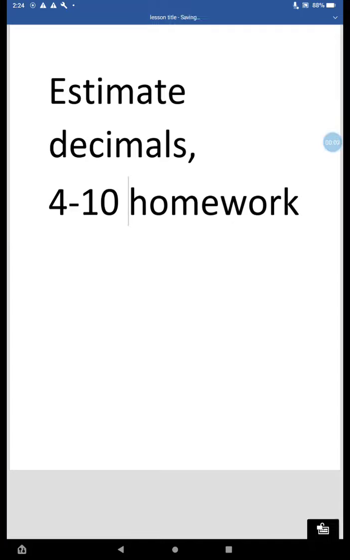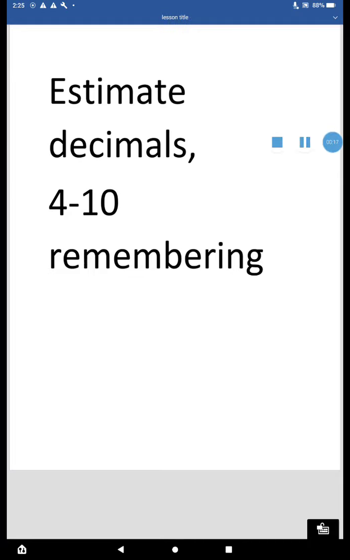All right, fifth grade. Today we're going to be working on estimating decimals. In your packet, pull out the paper that says 4.10, remembering. It says remembering because, remember, we did study how to round decimals in the first semester of this year. So it's a little bit of review, and then we'll be taking another look at how to multiply by decimals. Okay? All right.